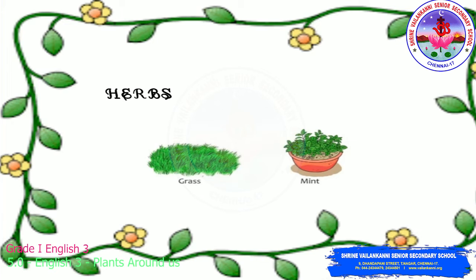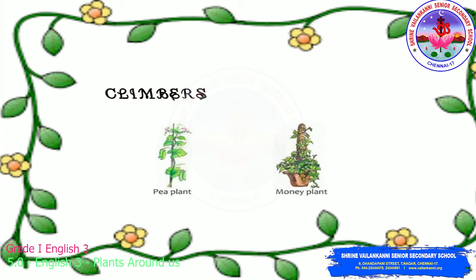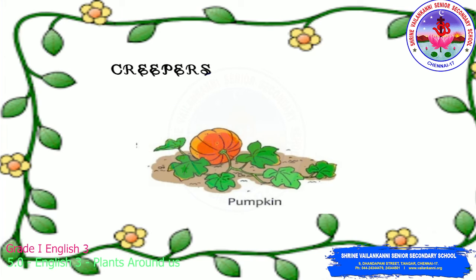Okay, and next thing is we are going to discuss the climbers and the creepers. So both climbers as well as creepers have weak stems, but the climbers will climb and grow. Okay, they need a support for them to grow. For example, bean plants or the money plants. But what about the creepers? Creepers' stem will be much weaker than climbers.